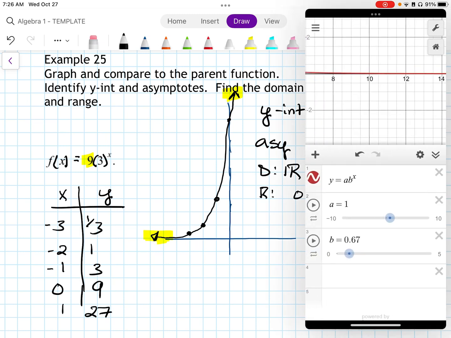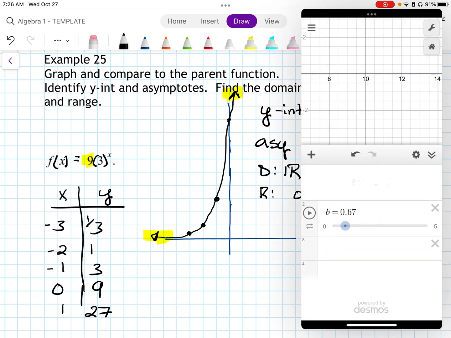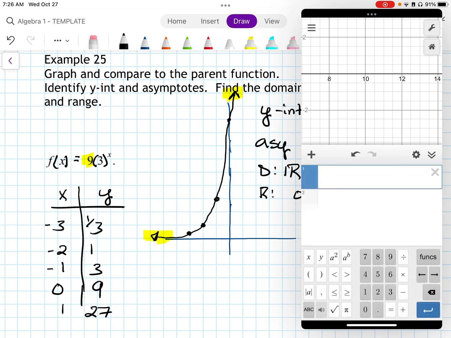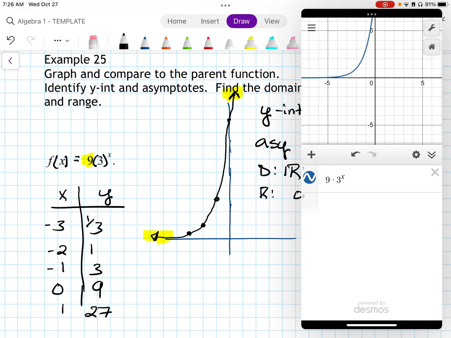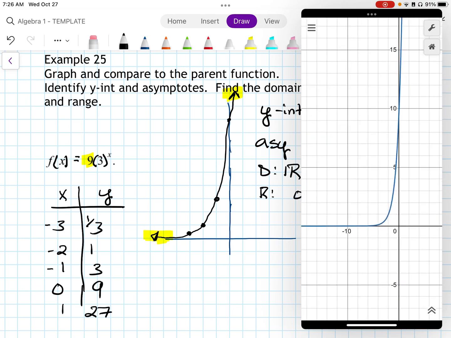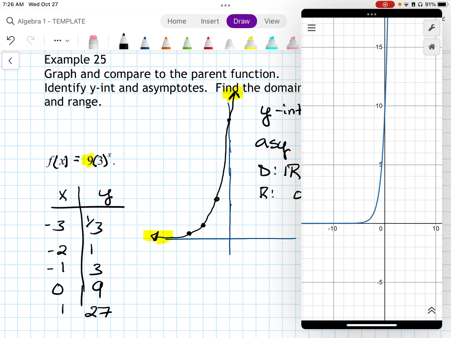All right. Let's go ahead and type this in here. That way we know it for certain. We have 9 times 3 to the x. So this is what it would look like. We have a significant dot at 9, right there. There's our y-intercept. And that looks a lot like what my graph there looks like.